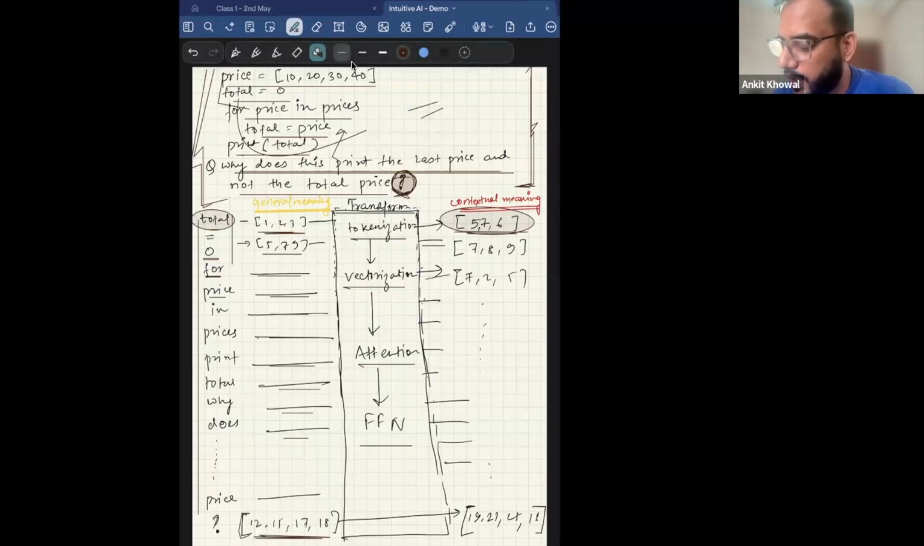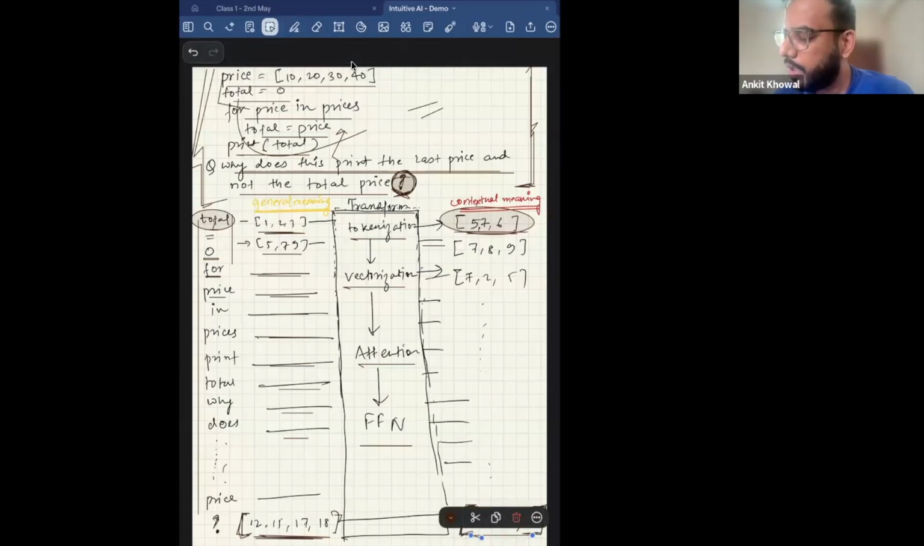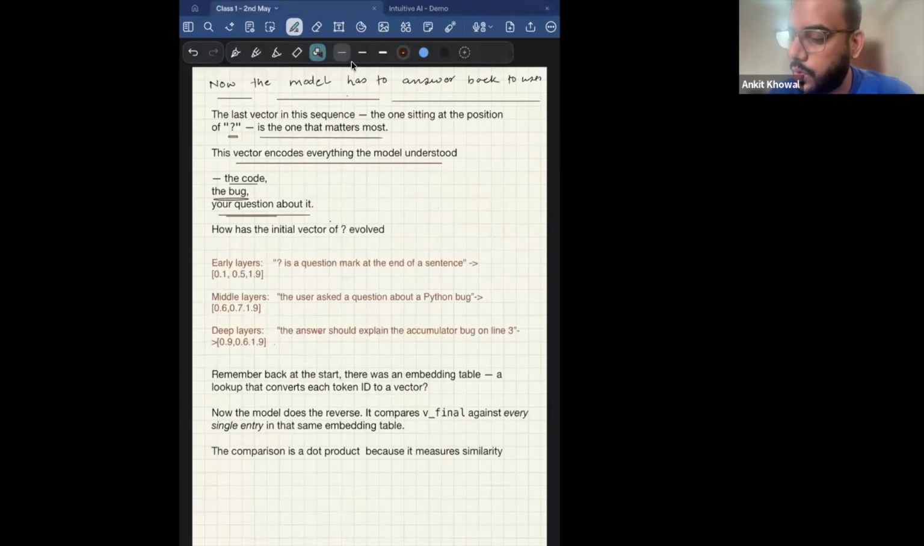Now the vector of this question mark has also changed in a way that it has context. Initially, it was just a question mark vector, but now it has absorbed context from all of the things above. The modified vector has the understanding of the code, the bug in the code, as well as our question. So this is what this line means: the question mark vector has absorbed everything, and now it has understanding about the code, the bug, and the question about it.